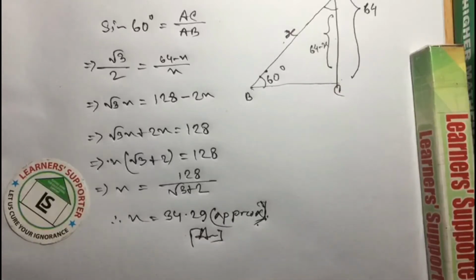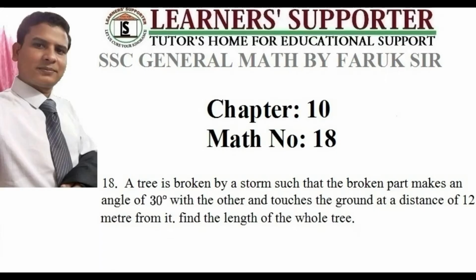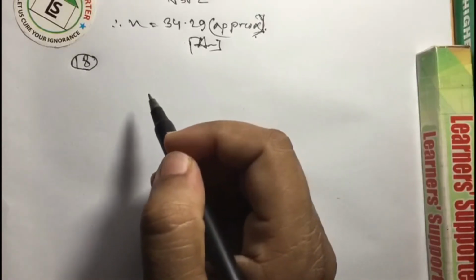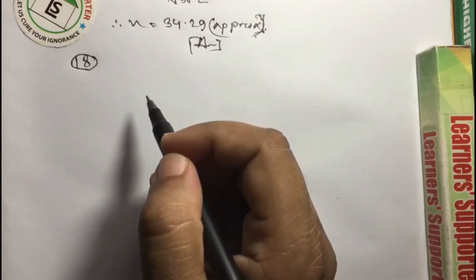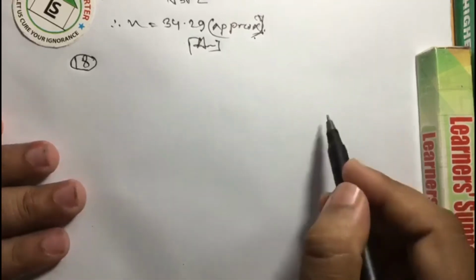Now we will do math number 18. In number 18, they have given that a tree is broken by a storm such that the broken part makes an angle of 30 degree with the other part and touches the ground.